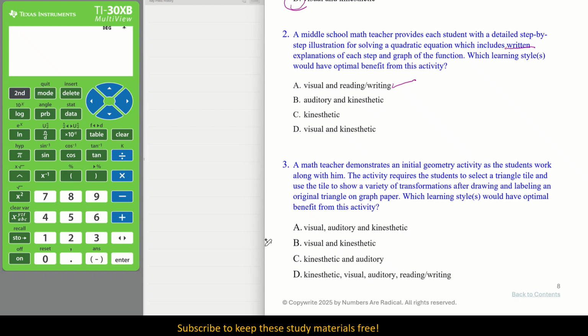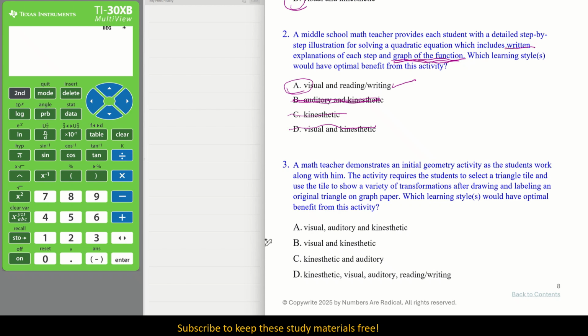And of course, there is visual. Where is there visual? The graph that shows what's happening. Because the graph is placed, that is our visual. So there is nothing mentioned in the question with the students hearing or talking. And there is no hands-on mentioned. So this would get rid of C and D and B because there is no hands-on. So really all we had was A in the beginning. Okay, so let's look at number 3.